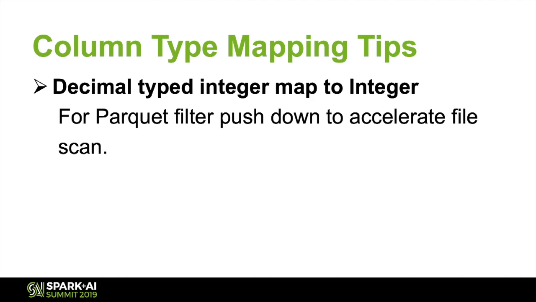The third case is actually a type mapping issue regarding the column type mapping between ADBMS and Spark. Before version 2.4, a filter on a decimal typed integer could not be pushed down to Parquet, but it works with the pure integer or long type. So it's better to map the decimal typed integer to the pure integer or long type for better performance. Let me show you a sample.